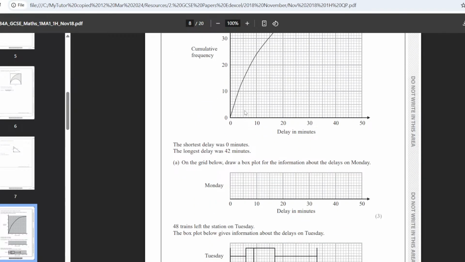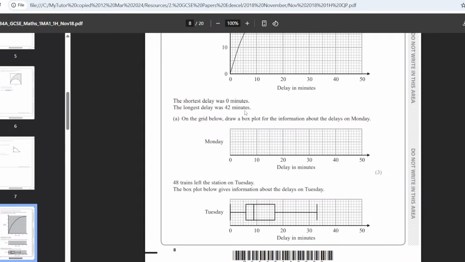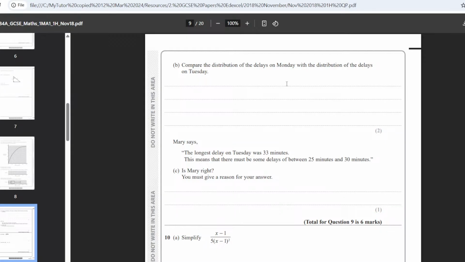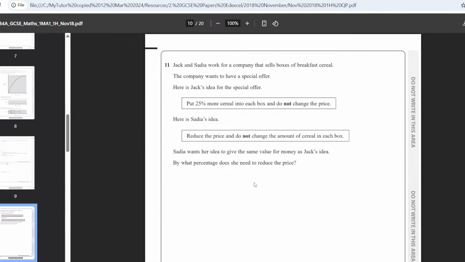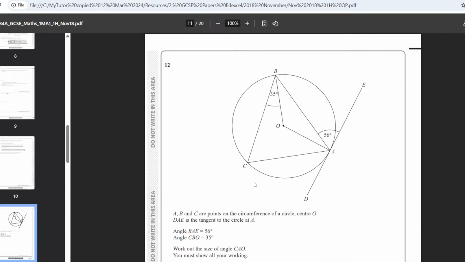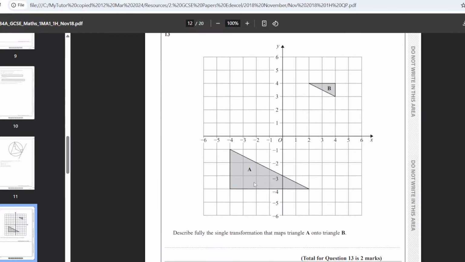What's this? Box plot and cumulative frequency. As I said, that always comes up. More cumulative frequency questions. Simplifying algebraic fractions, factorizing. That looks like difference of two squares to me. What's this? Some kind of percentage one again. Another circle theorems one. You can see it's kind of consistent, I feel like.